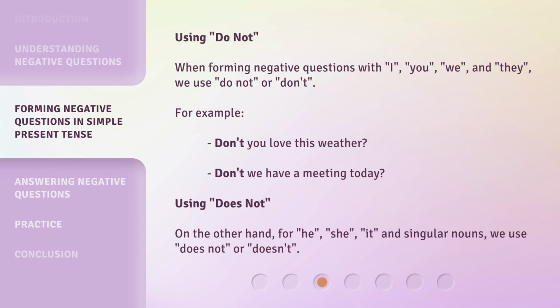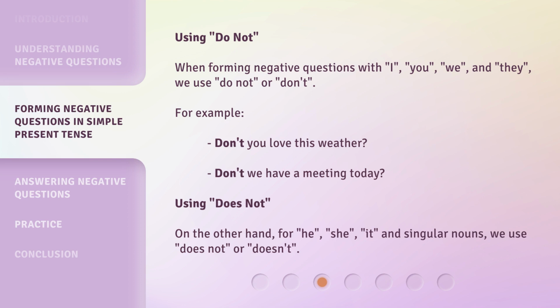Using do not: when forming negative questions with I, you, we, and they, we use do not or don't. For example, don't you love this weather? Don't we have a meeting today?